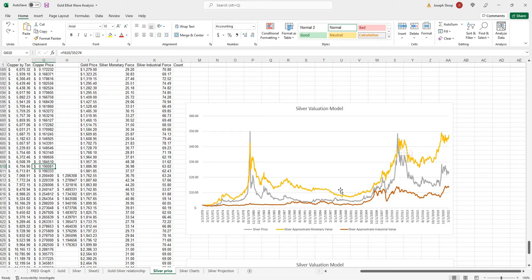So once you compensate for that and adjust it, you get this channel, and it works very, very well for silver. Silver very rarely, except in extreme bull market situations, trades above its ceiling valuation price, or its monetary value, and it won't trade below its industrial value, which acts as a floor price. So using copper and gold as the floor and the ceiling for silver tends to work very well.